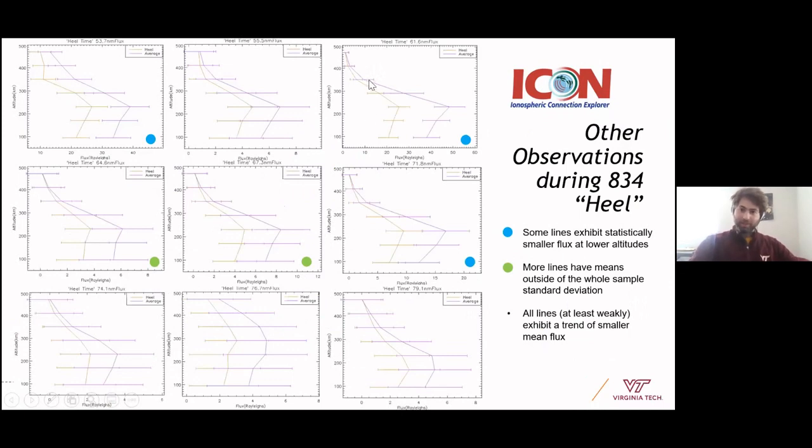So that's what all of these plots are. In the purple, you can see the total average over all times, and then in gold, you can see the average during heel time observations. That is defining heel time by when we're into 834 heel. And you can see that this is in fact something that's affecting us at all wavelengths, even to a statistically separable degree for some of them. So this is definitely something that was worth our concern.